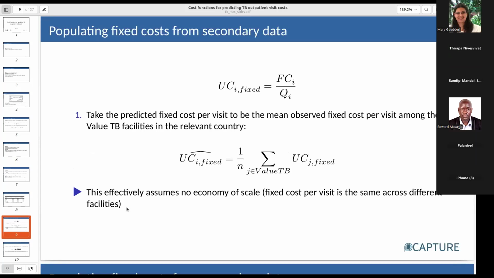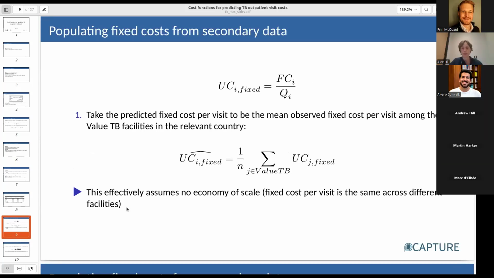So I'm going to focus on populating the fixed cost, because as I've said, I think it is quite feasible to populate variable costs from drug lists and things like that. But fixed costs are the really tricky part.